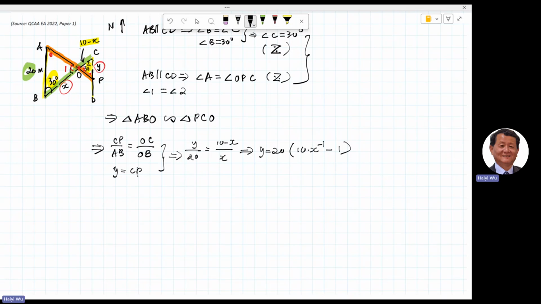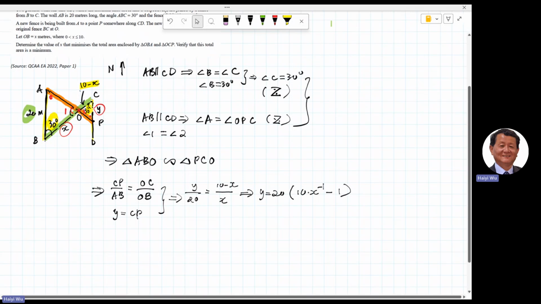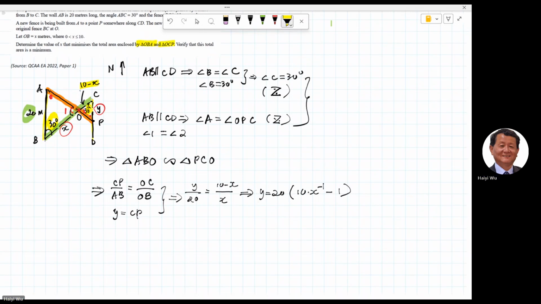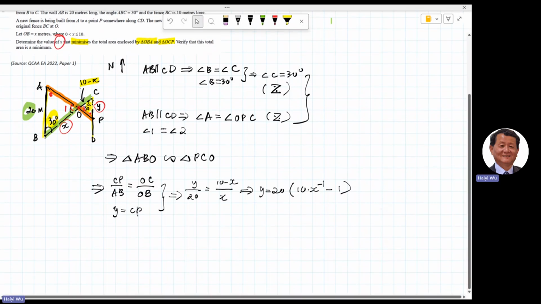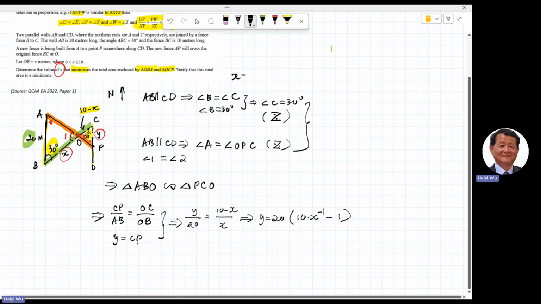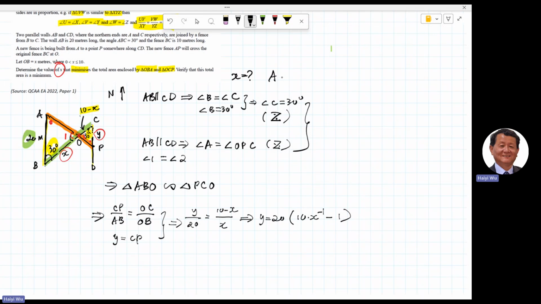Now the question says we want the total area of triangle OBA plus triangle OCP to be minimized. So you need to find what X is. We need to determine how long X is so that the total area, the area of triangle OBA plus triangle OCP, is a minimum.